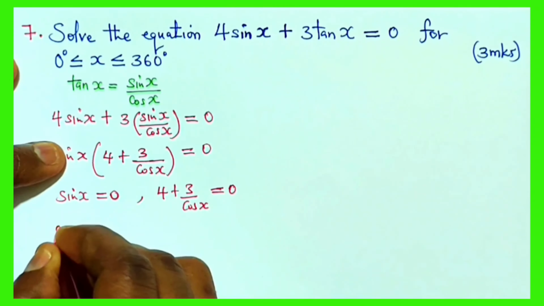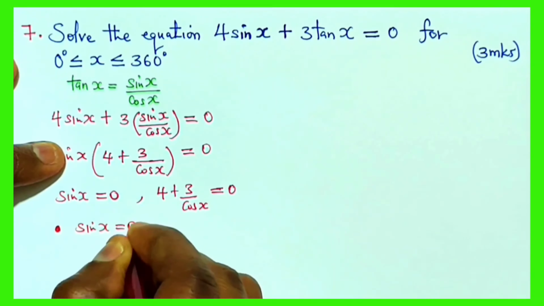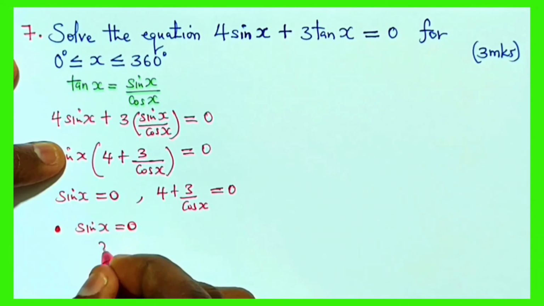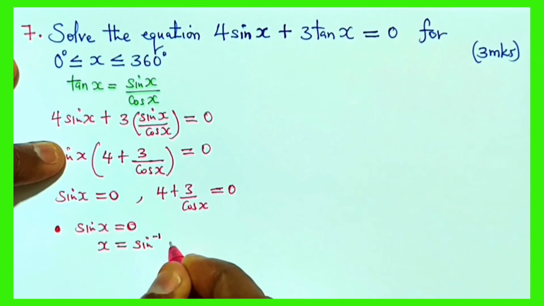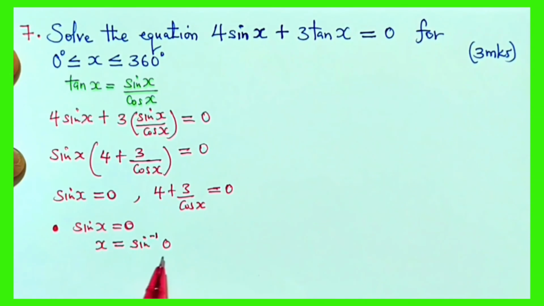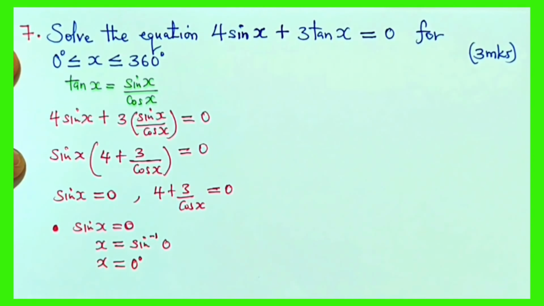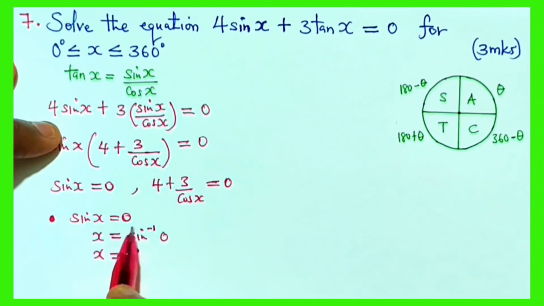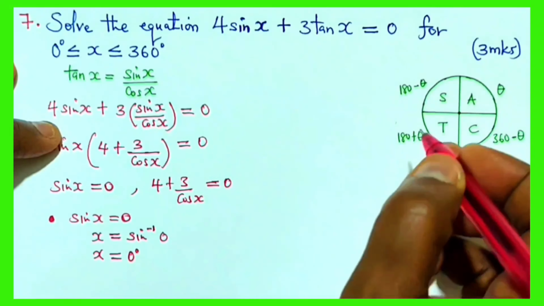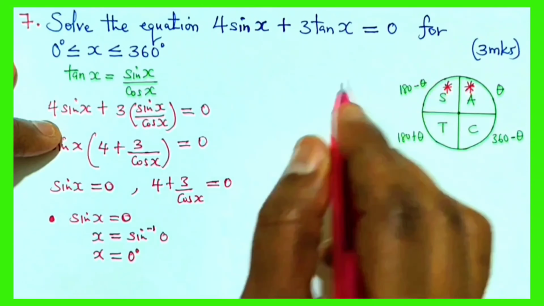Let's begin with the first factor, where we've said that sine x will be equal to 0. So finding x, it will be equal to the sine inverse of 0. And the sine inverse of 0 is 0. So we're going to have here that x will be equal to 0 degrees. Taking into consideration the unit circle, and we know that the sine of x was not a negative number, we're going to consider that x will be found in the first quadrant and also in the second quadrant.